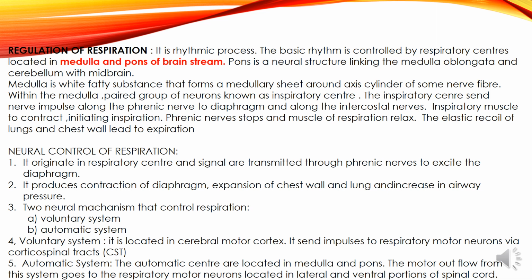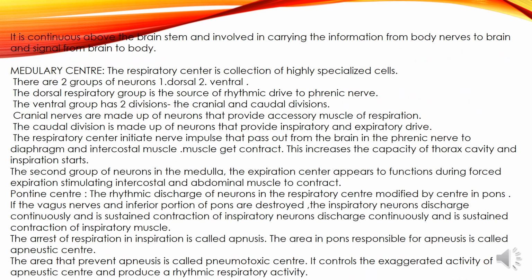The automatic center is located in the medulla and pons. Earlier we have marked it in red, right? The motor outflow from this system goes to the respiratory motor neurons located in the lateral and ventral portion of the spinal cord. Next, it is continuous above the brainstem and involved in carrying information from body nerves to the brain and signals from the brain to the body. The medullary center, the respiratory center, is a collection of highly specialized cells.